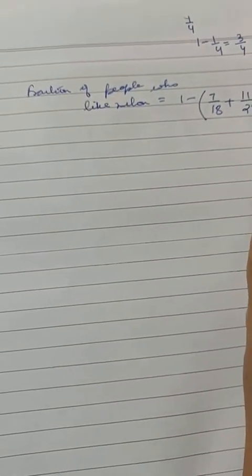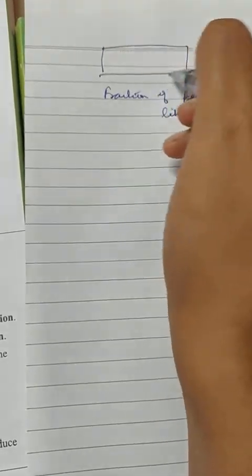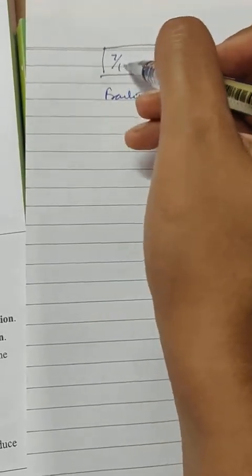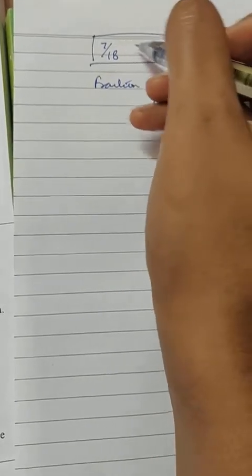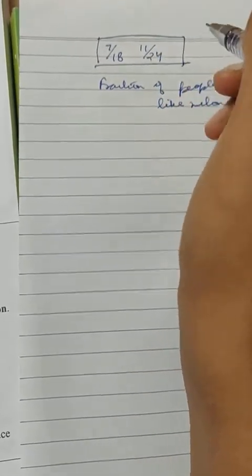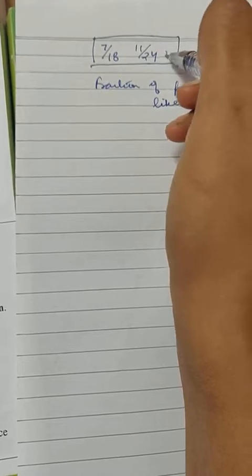who like melon. You can write straight away, no need to write long statements there. You can simply write 1 minus 7 by 18 plus 11 by 24. Now you should know why I have done this. Suppose there are 3 parts here. People have been divided into 3 parts. One of them likes apples, another part likes mangoes, and the third part we don't know.